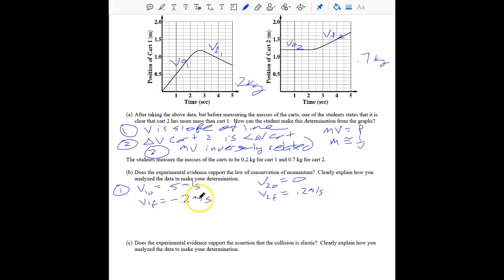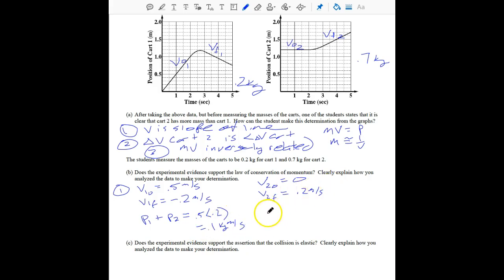We know that this cart has a mass of 0.2, so the original velocity of cart 1 plus the original velocity of cart 2 is going to be equal to the sum of the momentum. So let's go ahead and figure that out. We're going to take 0.5 and multiply that by our mass, which was 0.2. Half of 0.2 is going to give us 0.1 kilogram meter per second.